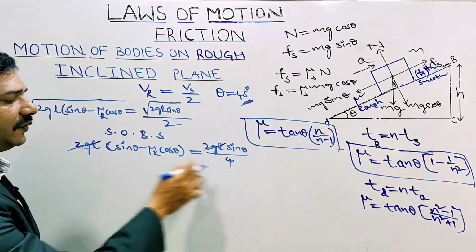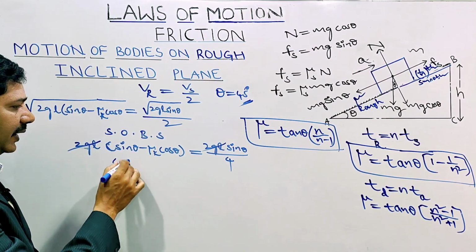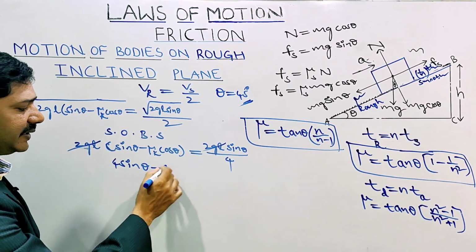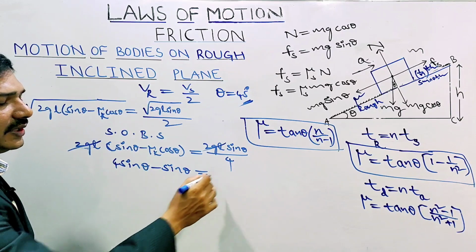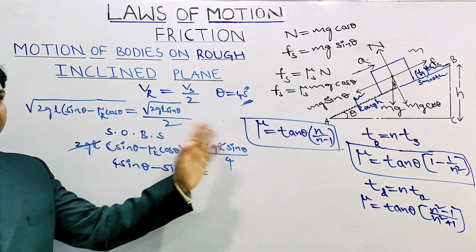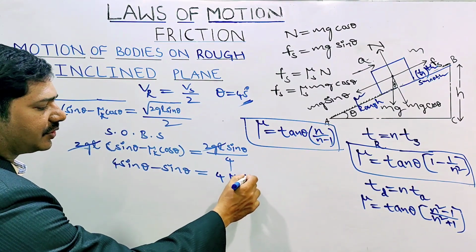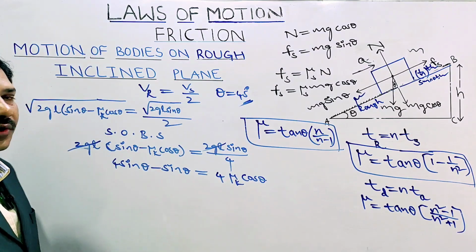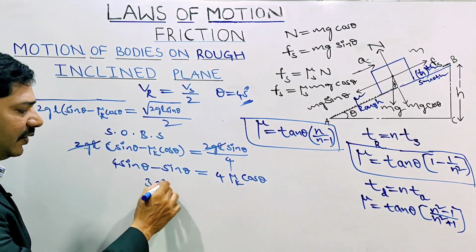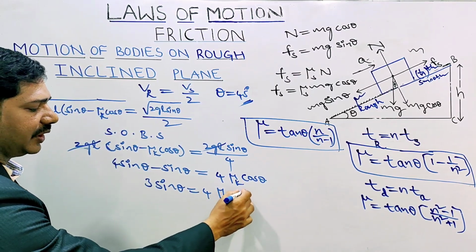So with 4 I am multiplying this side: 4 sin theta minus, okay, so this sin theta I am bringing this side, sin theta is equal to 4 mu k cos theta. Here minus is there, I am sending this side, plus 4 mu k cos theta. Here 4 sin theta minus sin theta, 3 sin theta is equal to 4 mu k cos theta.